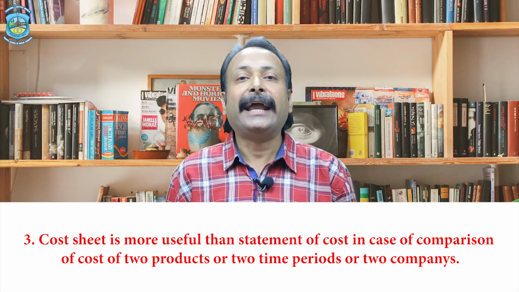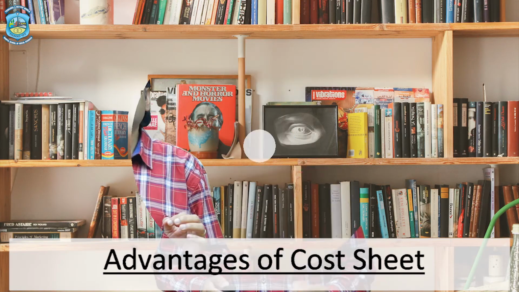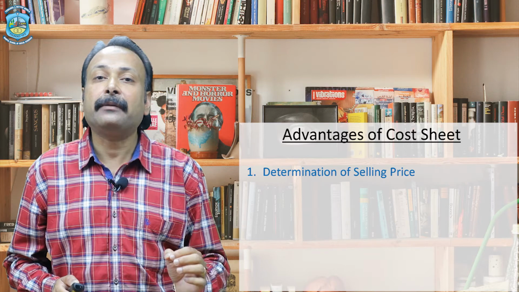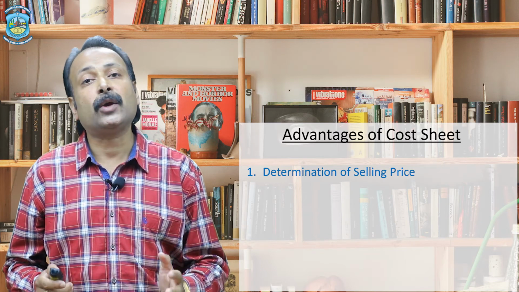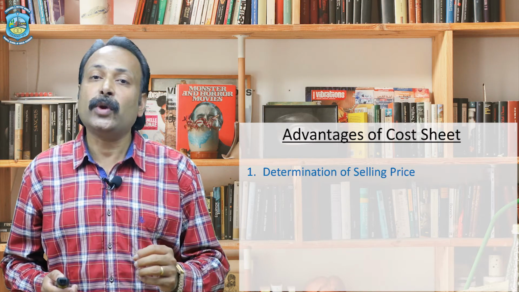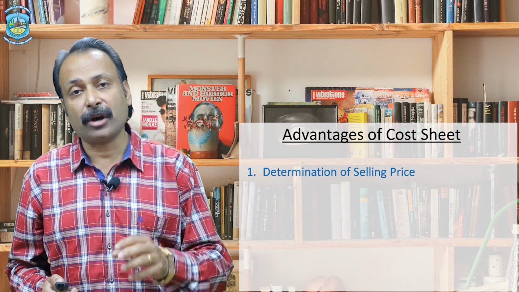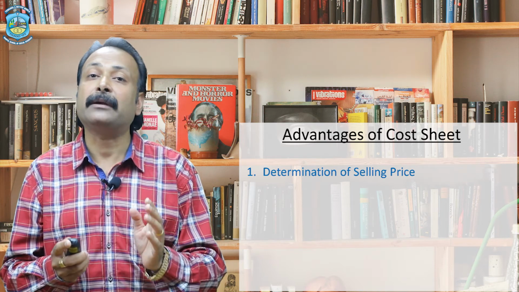The next is advantages of cost sheet. Advantage number one is determination of selling price. As we all know, cost price plus profit is equal to sales price, and first of all we have to calculate the cost. We can calculate the cost with the help of a cost sheet. To that particular cost, we add the amount of profit to know the selling price.